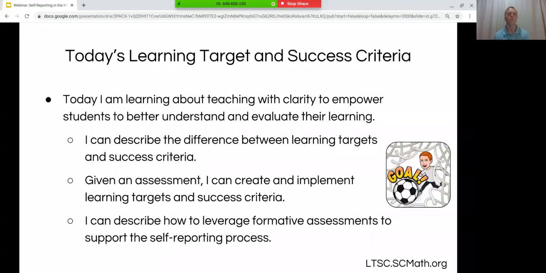So for today, our learning target and success criteria are the following. Today, I'm learning about teaching with clarity to empower students to better understand and evaluate their learning. I can describe the difference between learning targets and success criteria. Given an assessment, I can create and implement learning targets and success criteria. And then also, I can describe how to leverage formative assessments to support the self-reporting process. All right, so at the top, we have our learning target, and then we have those 3 pieces of success criteria. So you guys are going to know at the end of this, if you can do those 3 pieces, then you are successful.